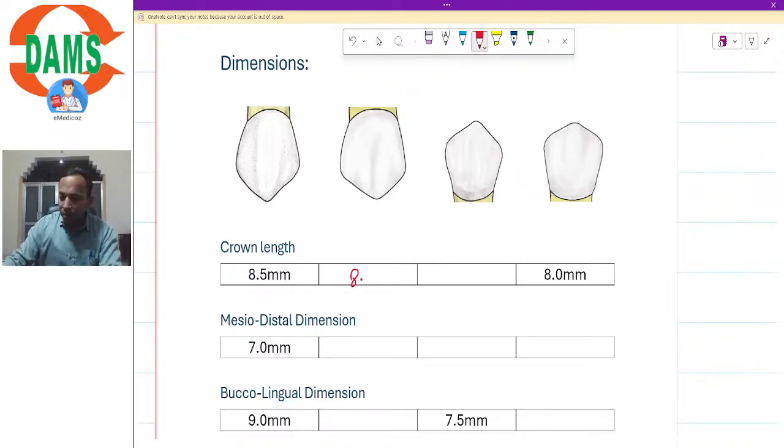They have the same crown length except mandibular second premolar. So mandibular second premolar has the least crown length.